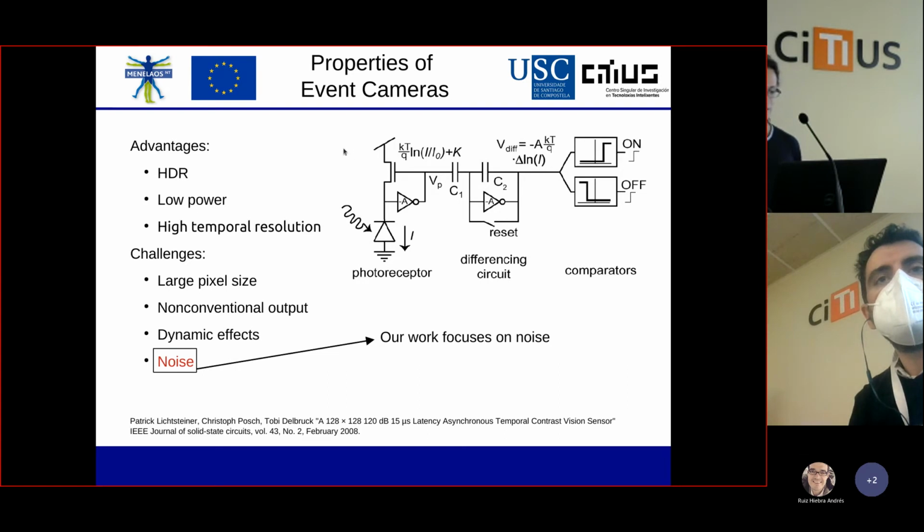Its advantages are high dynamic range, which comes from a logarithmic photodiode. Logarithmic photodiodes have an advantage of higher dynamic range over other photodiodes, and this is what gives these cameras their advantage. They also don't need to be reset. Since they transmit only when a change is detected, low power consumption is expected. They also have high temporal resolution, that is, they are much faster. However, they require much more circuitry.